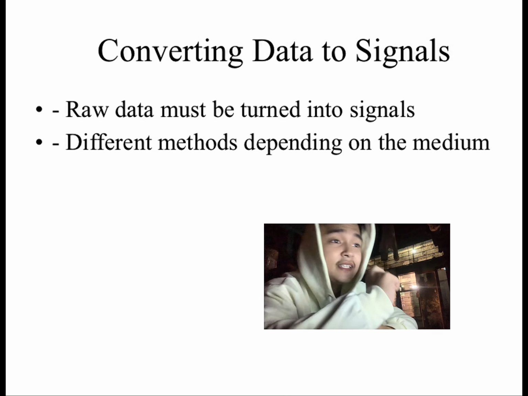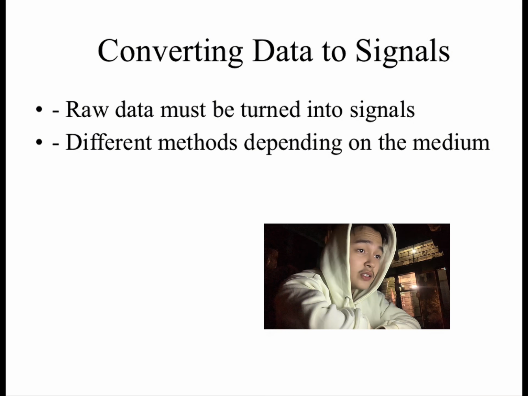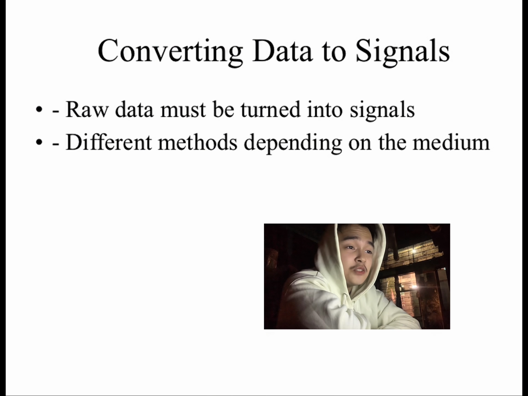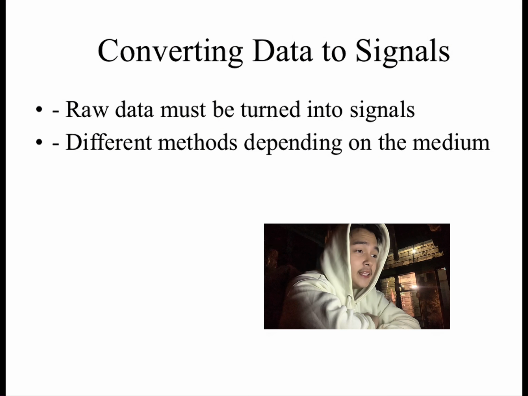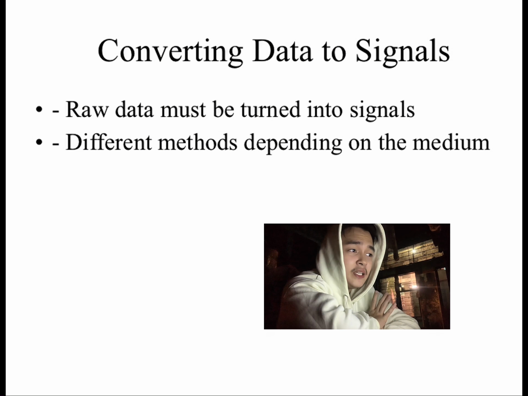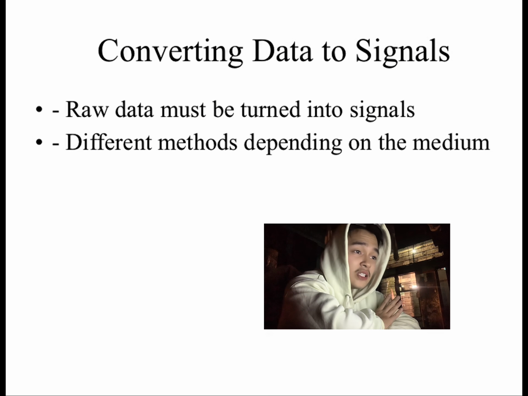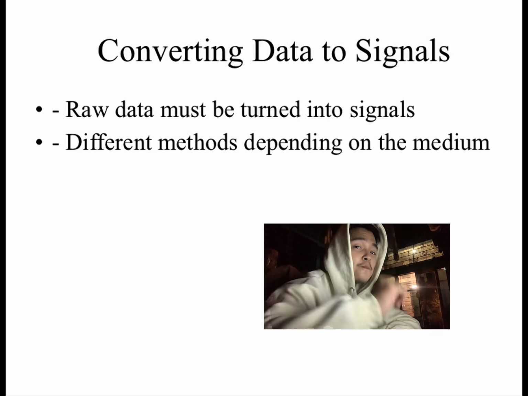And the next slide is converting data to signals. To make communication possible, we convert digital data into signals. Depending on the medium, this can be electrical signals, light signals, or radio waves. These signals carry the ones and zeros to the receiver, which then converts them back into usable data.